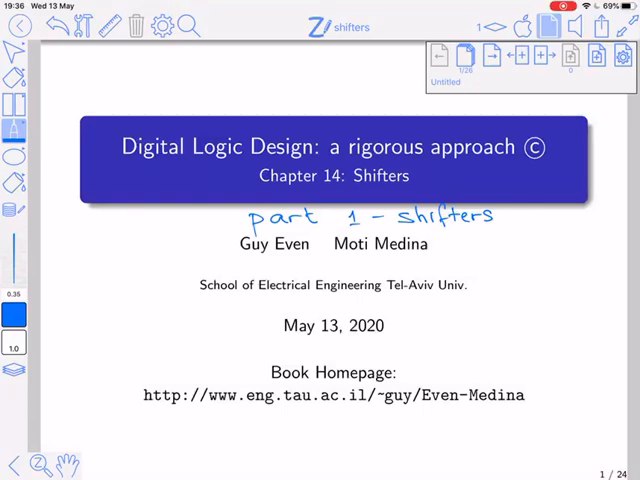Welcome to chapter 14, on the part that deals with shifters.